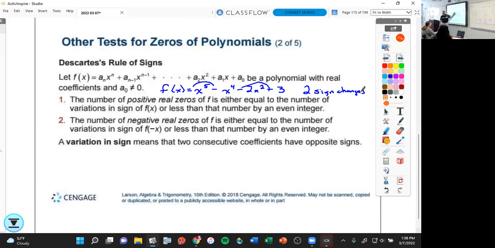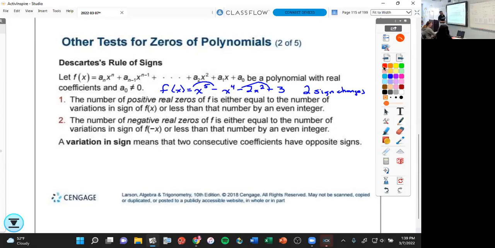Which means this polynomial has either 2 real positive solutions or 0 real positive solutions. One's not an option. 2 or none. Okay, you're going to see things happening in 2s a lot when we're talking about solutions. Number 2 says the number of negative real zeros of f is either equal to the number of variations of sign of f of negative x or less than that number by an even integer. So here we go.